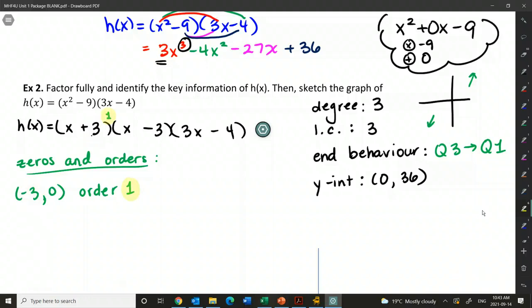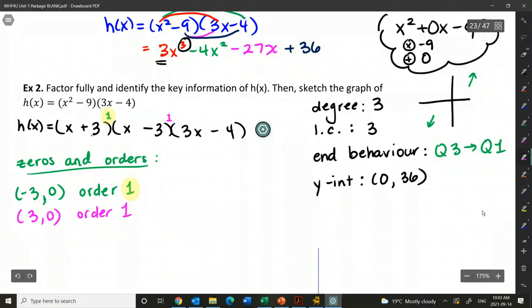What's the next 0? Billy? Is it 3, 0? It is 3, 0. Any idea? Order 1. Order 1. Perfect. And that is because, again, there is a 1 on this bracket. So that's where that's coming from.